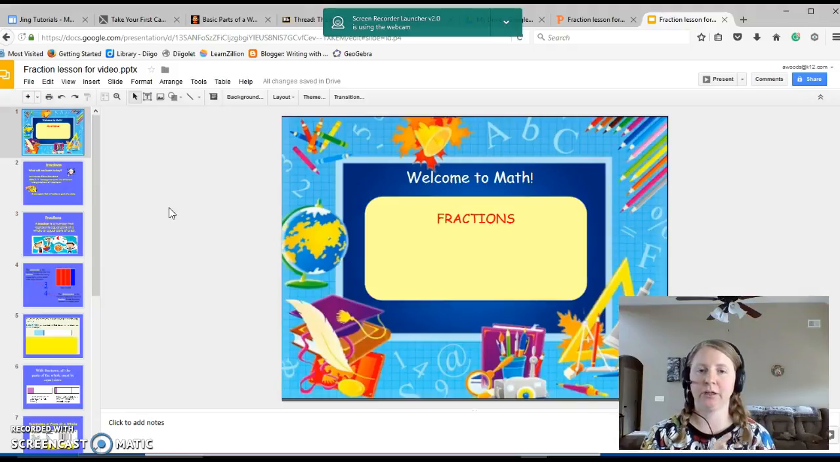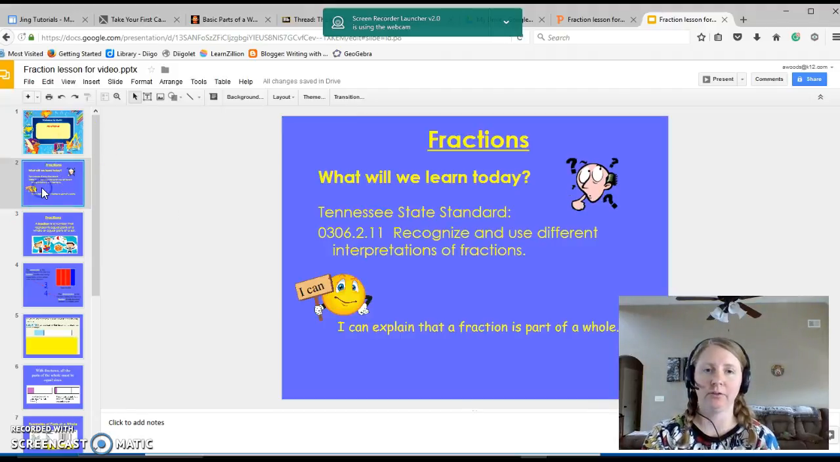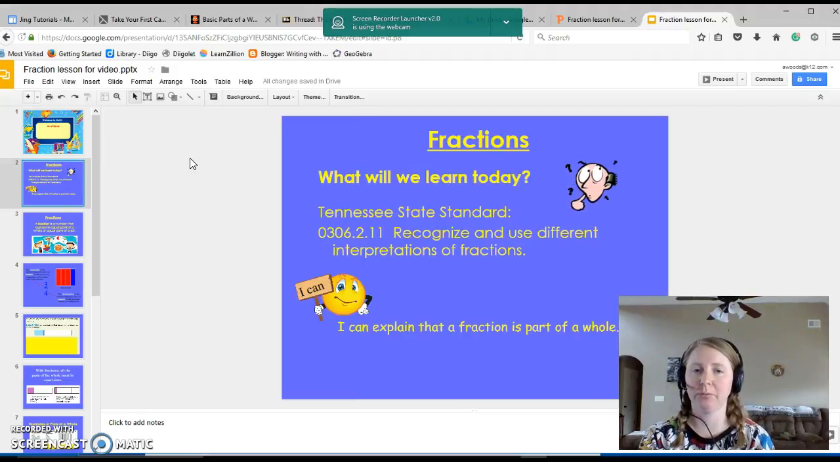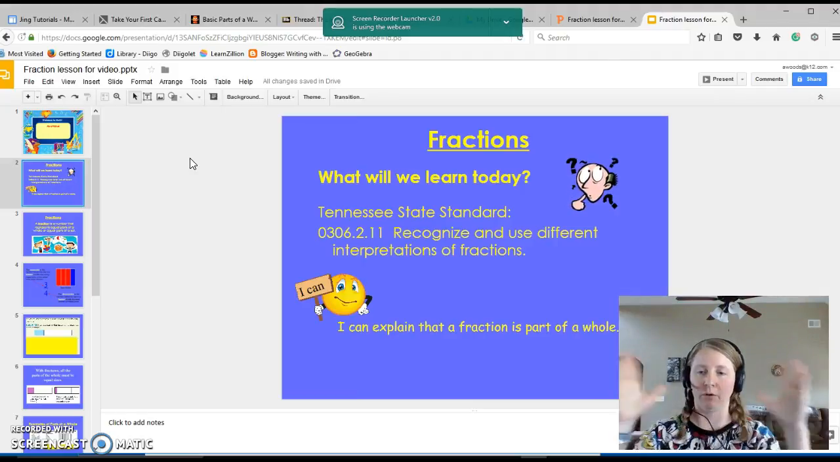This will be an introductory lesson and a small practice before we do our whole group lesson tomorrow. So let's get into it. What are fractions? What should you be learning about over this next week? We are going to be focusing on the Tennessee State Standard, recognize and use different interpretations of fractions. You can say, I can explain that a fraction is part of a whole. So, parts of a whole thing.